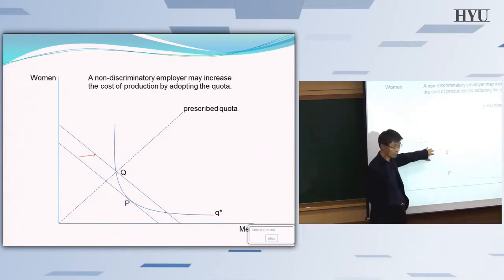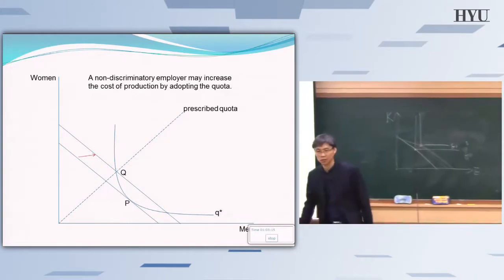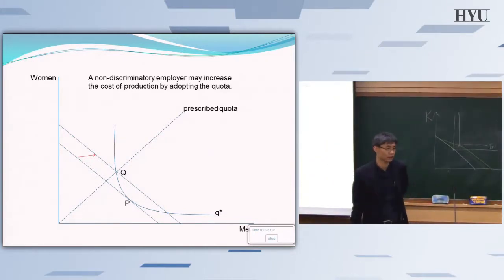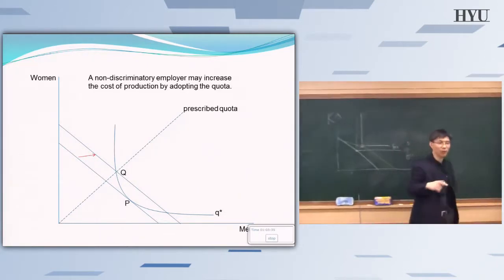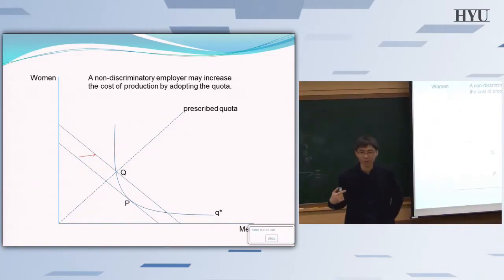So what happens here? The profit will fall. So the economy gets less efficient. This firm is hiring too many women. So in this case, obviously, this quota makes the economy more inefficient. So depending on what economy you live in, this policy may be a good thing.